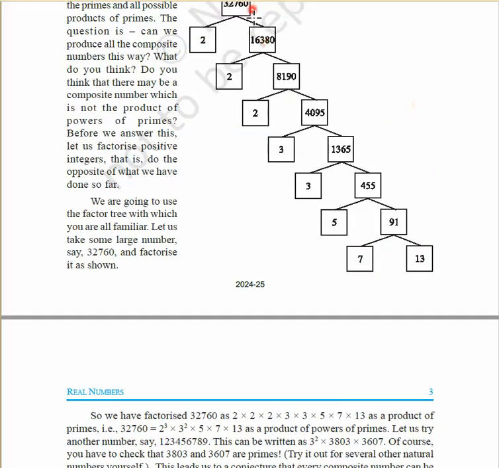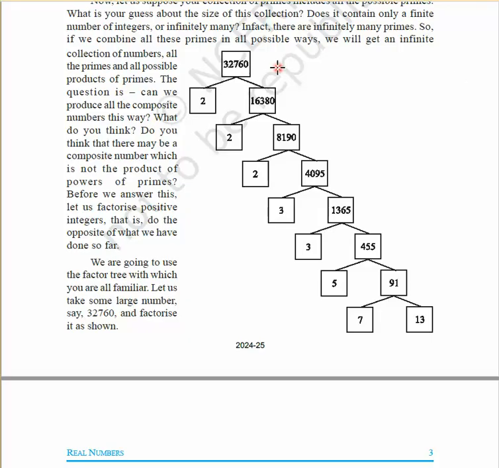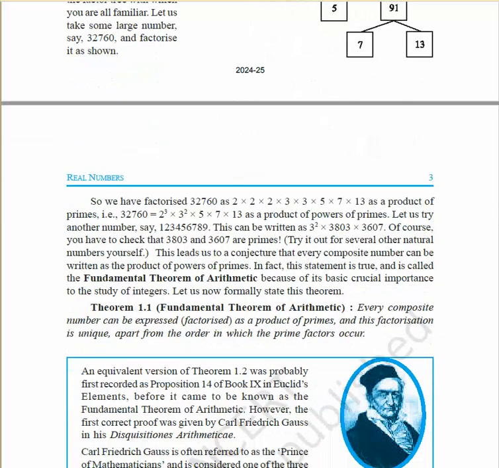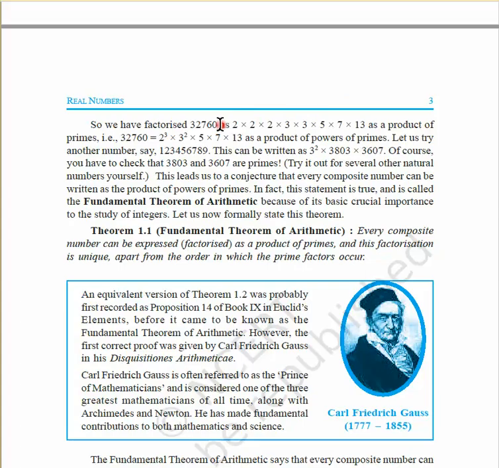Here they have shown how to factorize. So they have taken a big number here, 32760, and then they have done the prime factors of this. We have got these many prime numbers. So this number 32760 is a product of these prime numbers: 2 cube, 3 square, multiplied by 5, multiplied by 7, multiplied by 13.